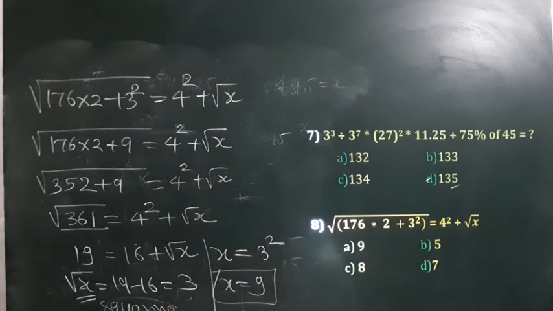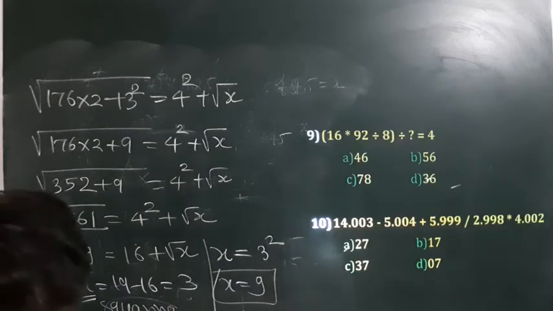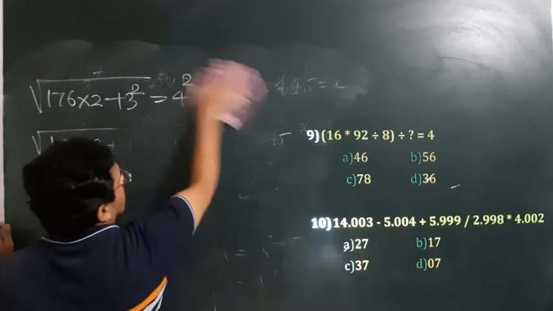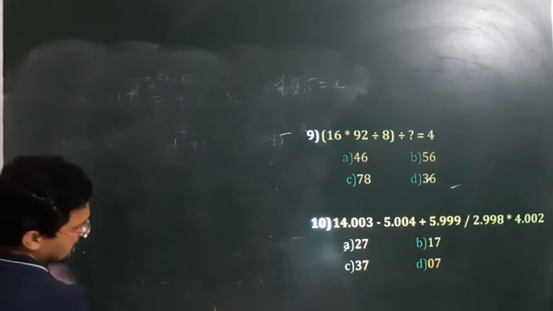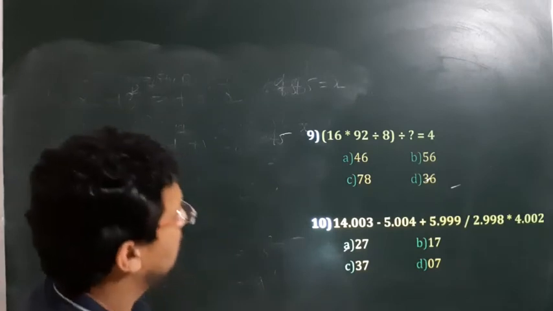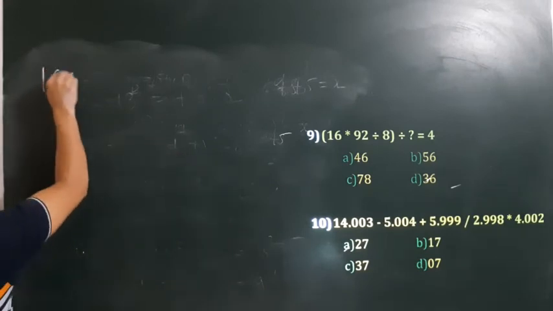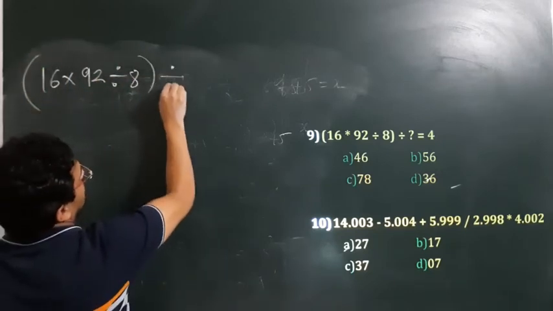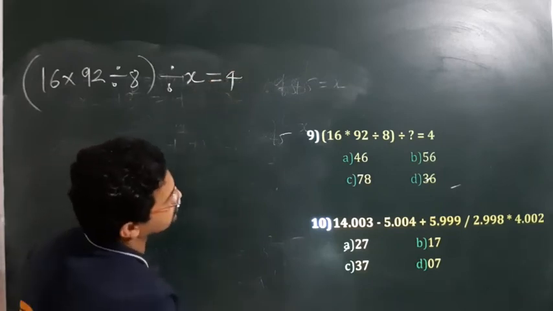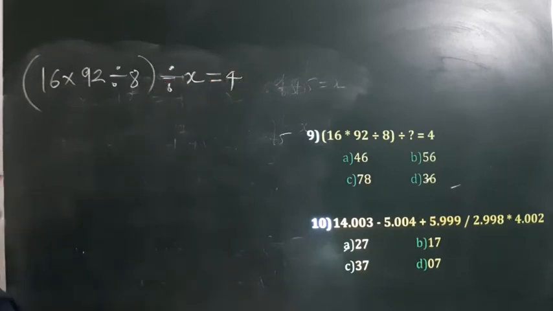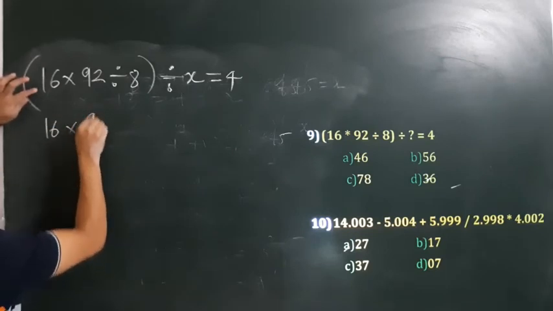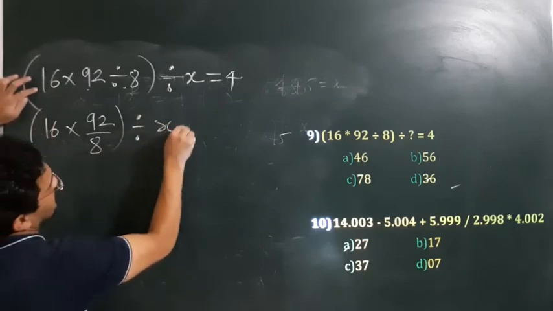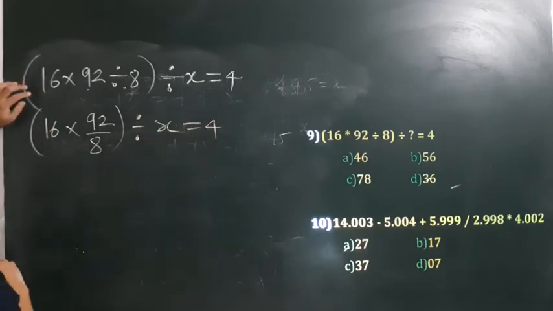Okay, so next, question number 9 and question number 10. 16 multiplied by 92, whole divided by 8, the whole bracket divided by x is equal to 4. First 16 multiplied by 92 divided by 8, because first you have to solve the division. Then the bracket whole divided by x is equal to 4.